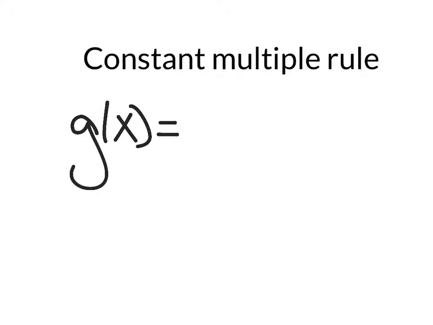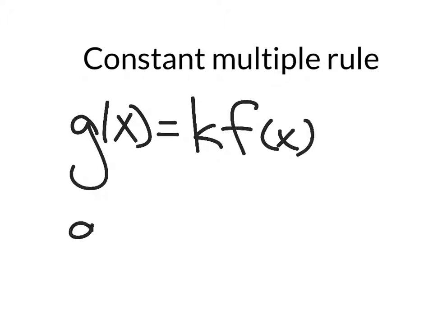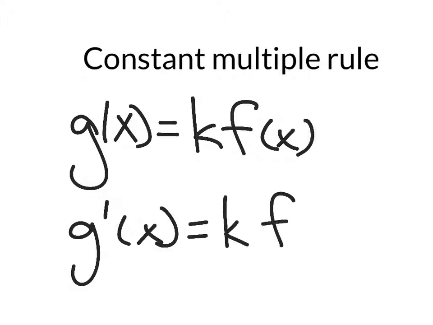The constant multiple rule is the one that we used already. So if we have some function, I guess I'll write it as g of x equals some constant k times f of x, then g prime of x equals k times f prime of x. It's a lot of letters just to say you can pull constants outside of derivatives and they behave just fine.